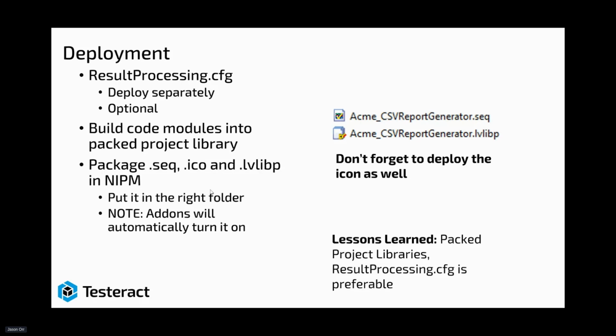Package your sequence file, your icon, and your PPL all together in NI Package Manager, and configure NI Package Manager to put it into the right folder. A note: if you put it into add-ons, it will automatically turn it on. Sometimes this is desirable, but in general it's usually not, so we recommend you put it in just the model plugins folder. So again, lessons learned: use packed project libraries, and deploying the result processing.cfg file is preferable because it'll basically duplicate that configuration, which typically happens in the sequence editor, onto other machines that receive this result processing plugin.